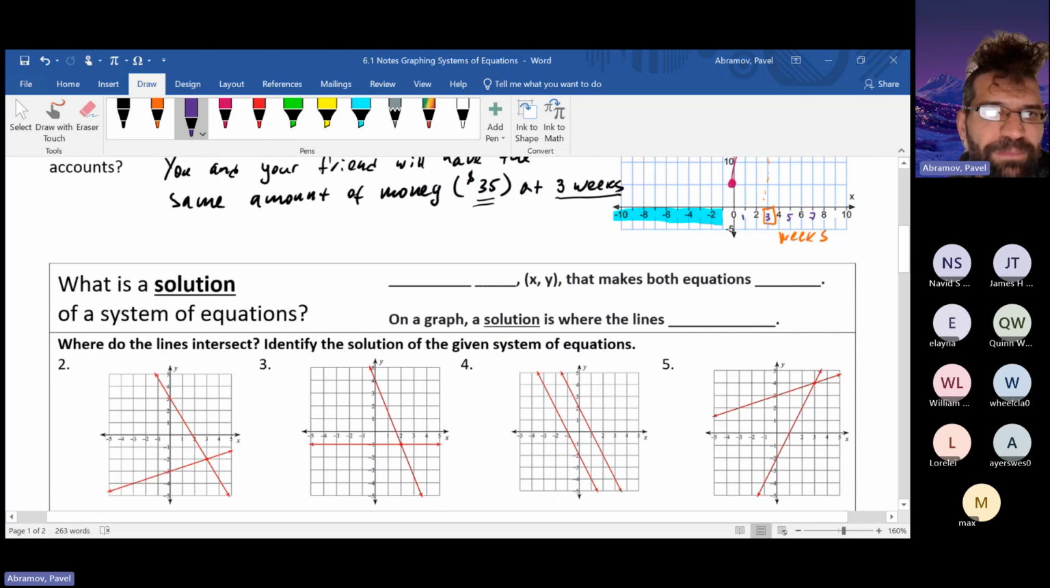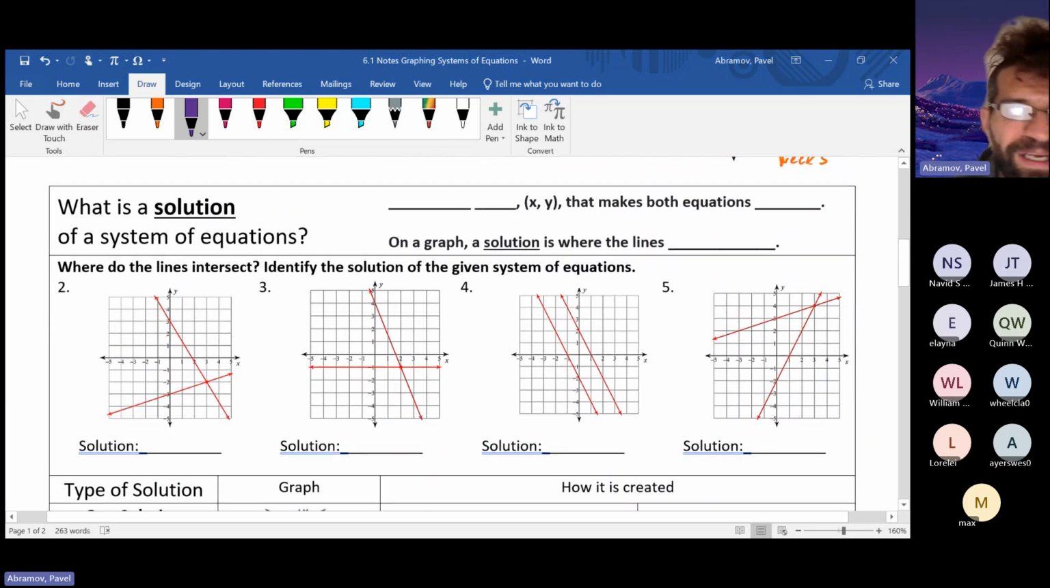Okay, then let's summarize what we've just learned from this practical application. So what is a solution to the system of equations? Well, a solution, notice, is an ordered pair.